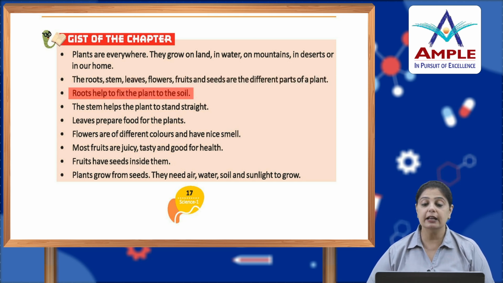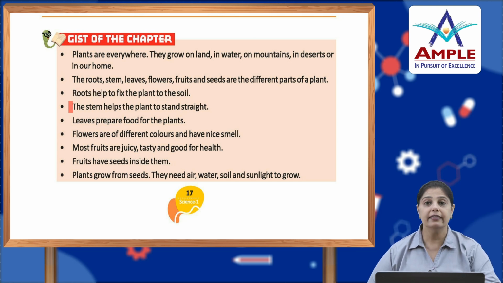Roots help to fix the plant to the soil. So, we have already talked about the roots, they fix the plant to the soil. The stem helps the plant to stand straight. Leaves prepare food for the plants. Flowers are of different colors and have a nice smell. Most fruits are juicy, tasty and good for health. And fruits have seeds inside them.